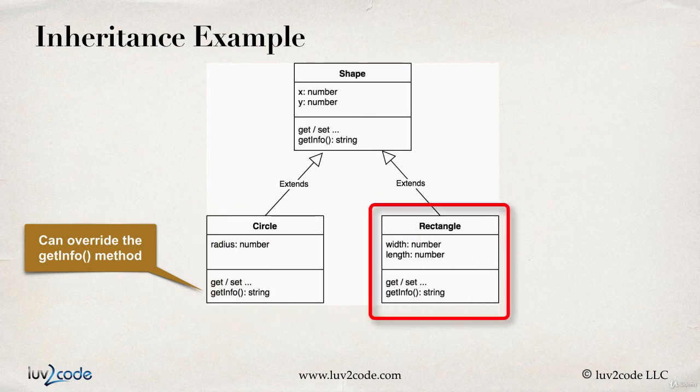We can do a similar thing here on the right-hand side with rectangle. We can add two properties here, width and length, with getters and setters, and also override the getInfo method accordingly. We'll see some examples of this with real code.